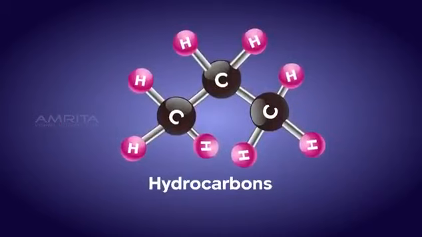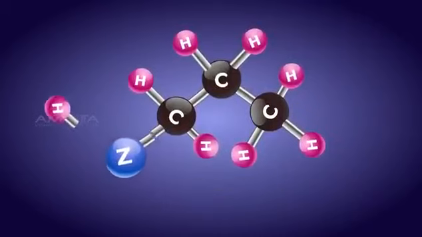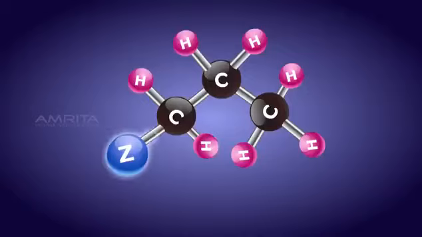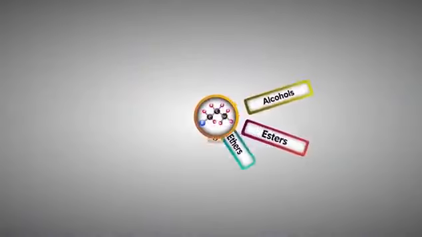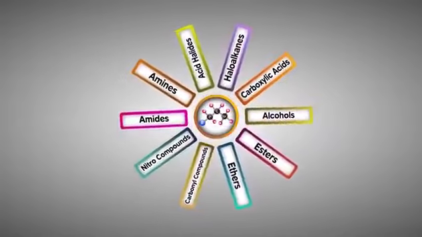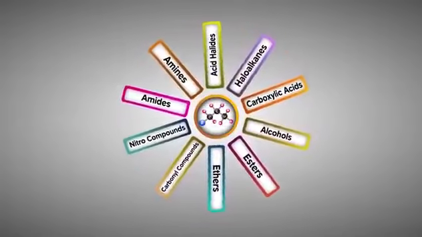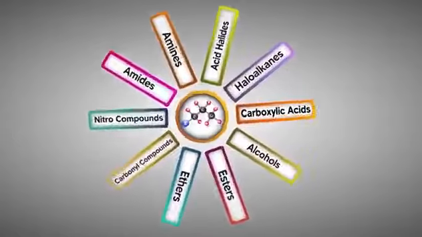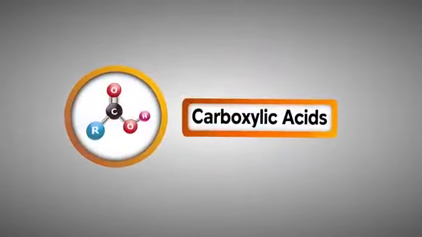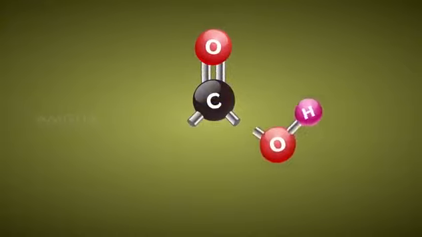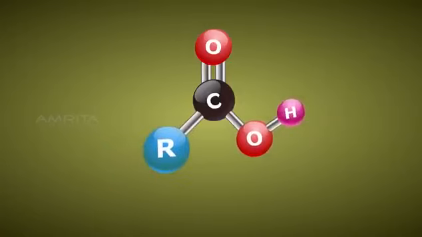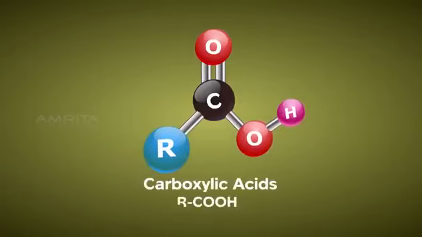When a hydrogen atom is replaced by an atom or group of atoms, such an atom or group is called a functional group. The compounds thus formed are called derivatives or families of hydrocarbons. Now, let's get acquainted with them. Carboxylic acids. Carboxylic group contains a carbon atom doubly bonded to an oxygen atom and singly bonded to an OH group. The compounds containing the carboxylic group are called carboxylic acids.